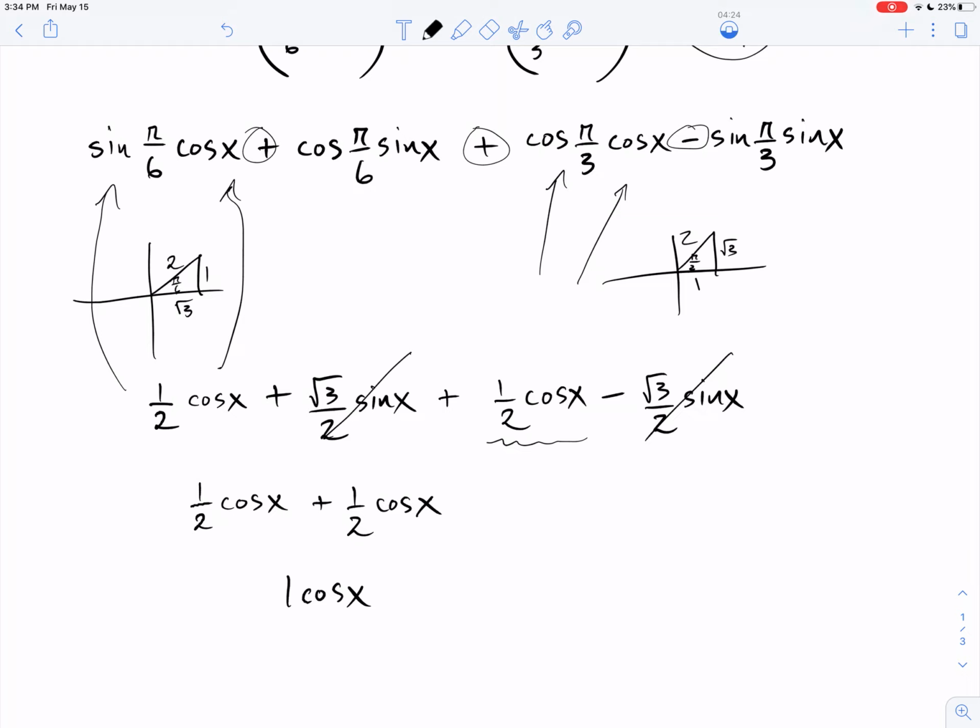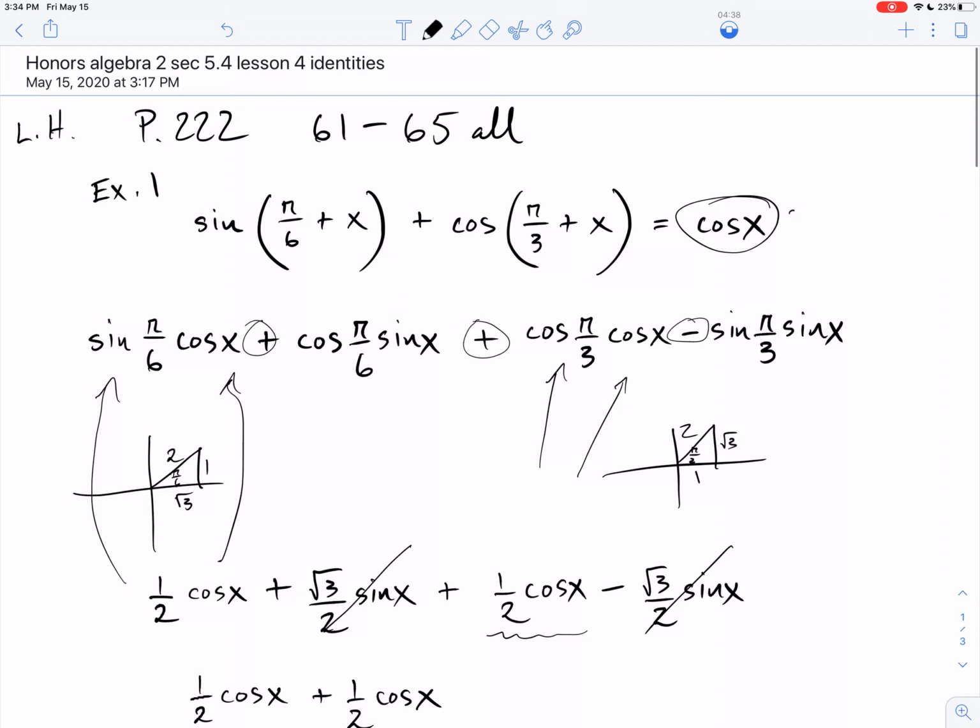In case I lost you there, let me do this. 1/2 plus 1/2 is 2/2 of cosine x. Well, that's just cosine x. Hey, wait a minute. That's what they wanted me to find, and I found it. So when you think of doing these identities, don't panic so much, because what are they based on? They're based on the fact that you now know something more. You know how to expand all this stuff. And that's what it takes.